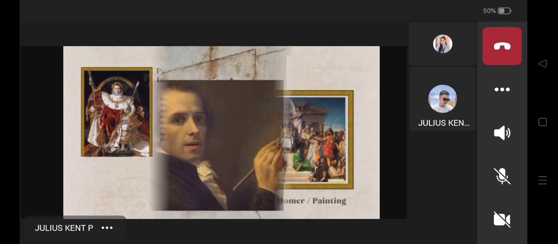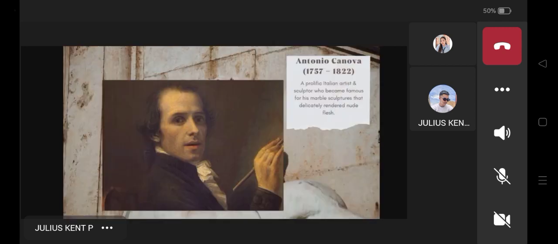So, ang next na artist ay si Antonio Canova. A prolific Italian sculptor, who became famous for his marble sculpture that delicately rendered nude flesh. Si Antonio Canova naman, pinanganak siya noong November 1, 1757 sa Possagno, Italy. And namatay siya noong October 13, 1822, sa Venice, Italy.